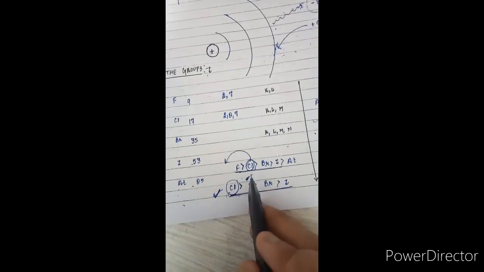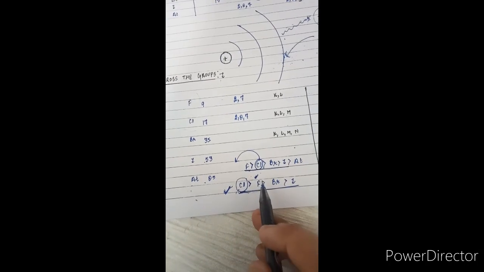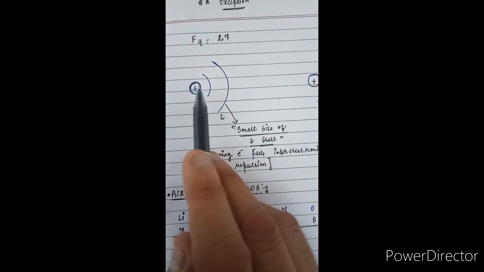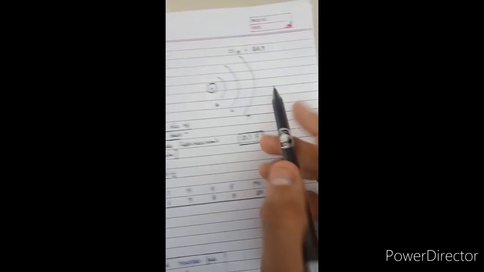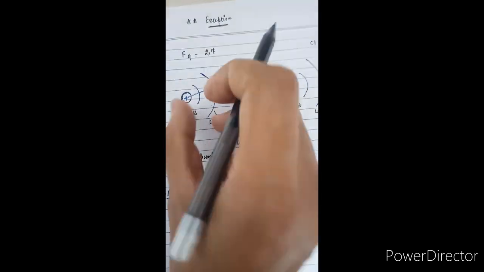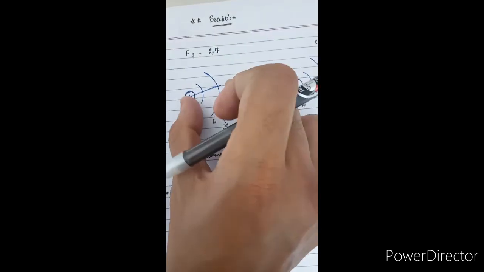Chlorine has a higher value of electron gain enthalpy as compared to fluorine. The reason is shown in this diagram for fluorine and chlorine. Fluorine has two shells, and chlorine has three shells: 1, 2, 3. So in spite of having high nuclear pull, because there are only two shells, the steps are less.